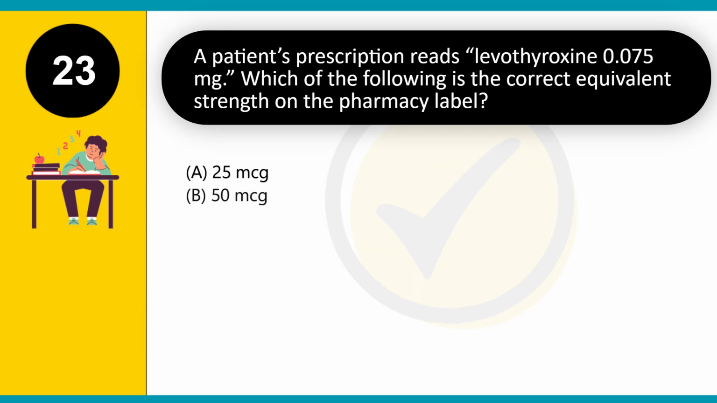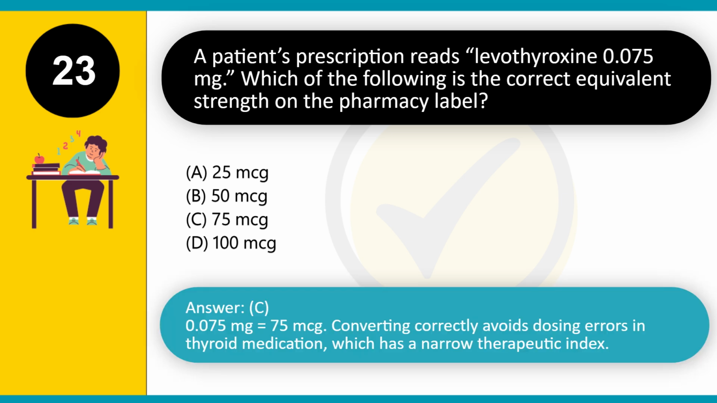A patient's prescription reads levothyroxine 0.075 mg. Which of the following is the correct equivalent strength on the pharmacy label? A. 25 micrograms. B. 50 micrograms. C. 75 micrograms. D. 100 micrograms. Answer, C. 0.075 mg equals 75 micrograms. Converting correctly avoids dosing errors in thyroid medication, which has a narrow therapeutic index.